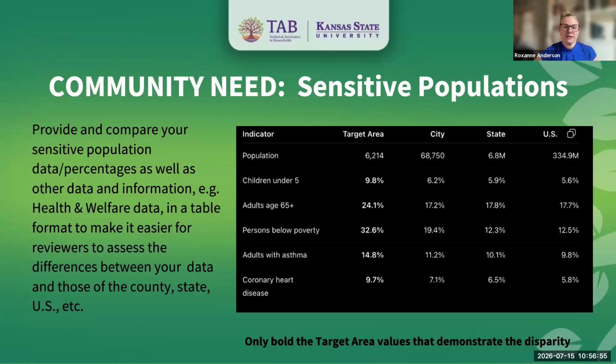So if you look at the target area compared to the city, state, and national data, you can notice that I've only bolded the target area values that demonstrate a disparity. So we're helping draw the reviewer's eye to the story. The table presents the evidence. Your narrative still needs to explain what that evidence means. So you can't assume the reviewer will look at the bold numbers and make the connection for you. You have to use the table to make the data easy to access, but then you use your narrative to tell the story.